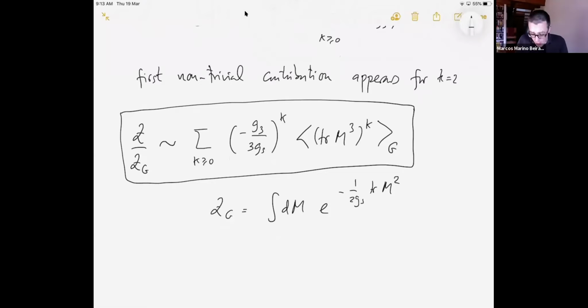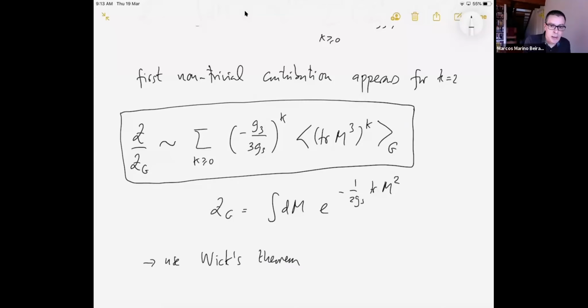Okay, so as you can see, we have to evaluate this, and these are correlation functions in the Gaussian theory, and then we use Wick's theorem. Okay, or Wick's lemma.